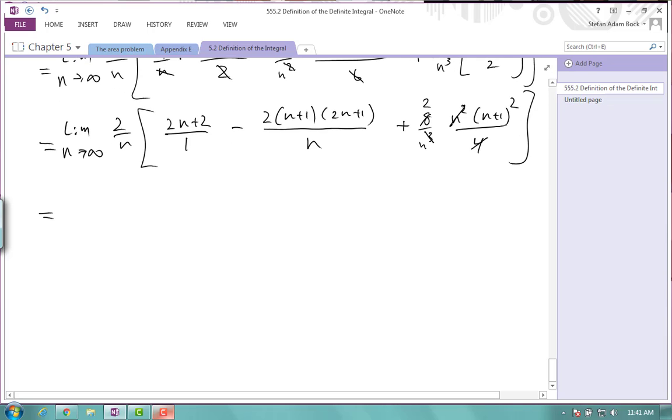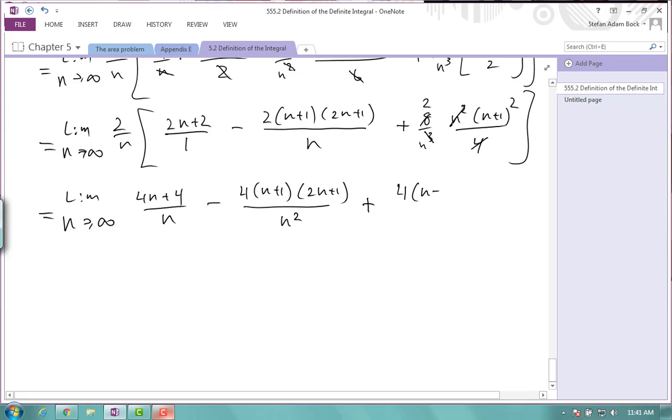So now let me finally redistribute this 2 over n. I have 4n plus 4 over n, minus 4 times n plus 1 times 2n plus 1 over n squared, plus 4 times n plus 1 squared all over n squared.